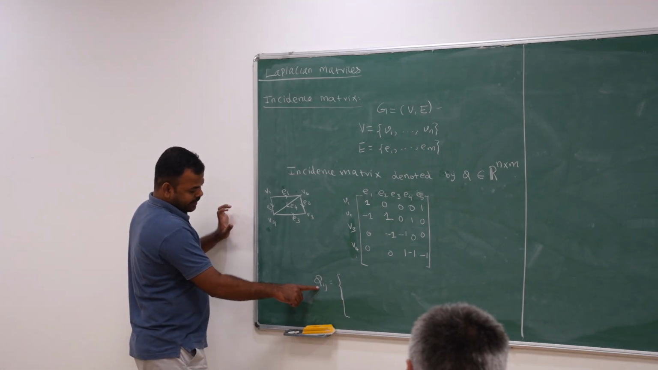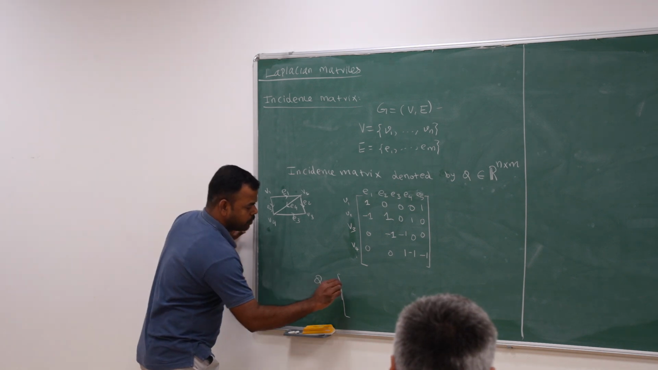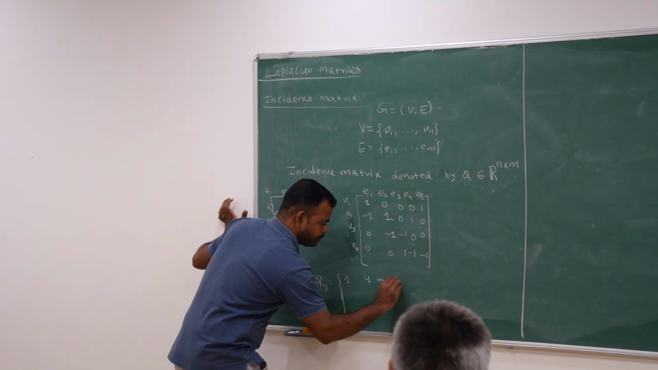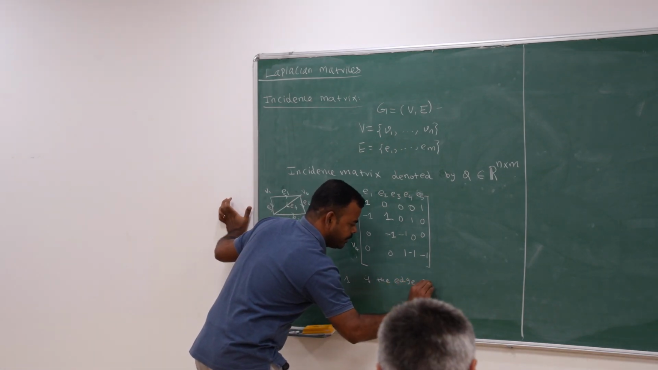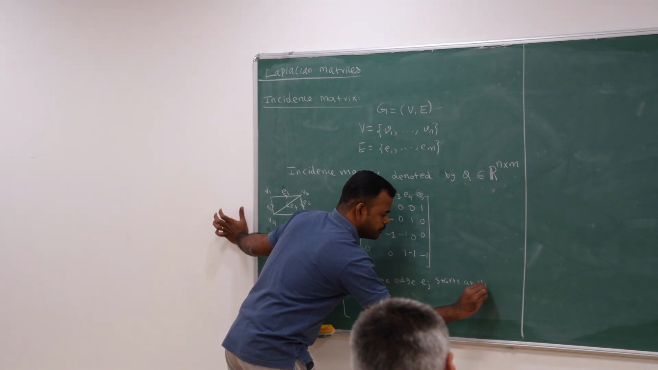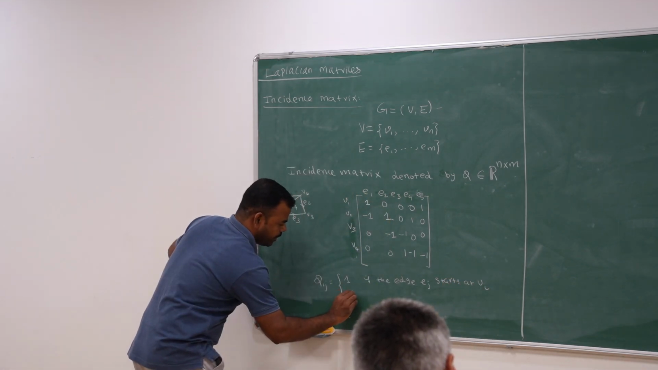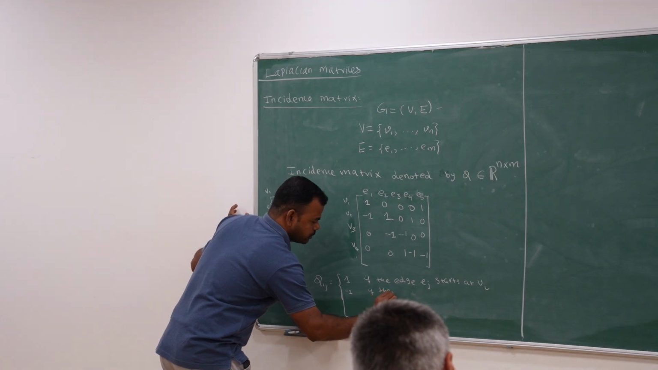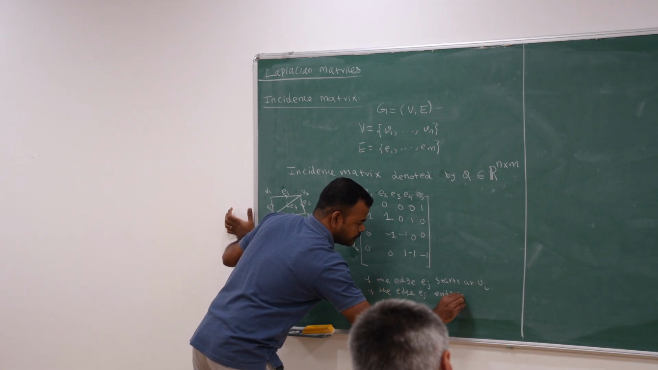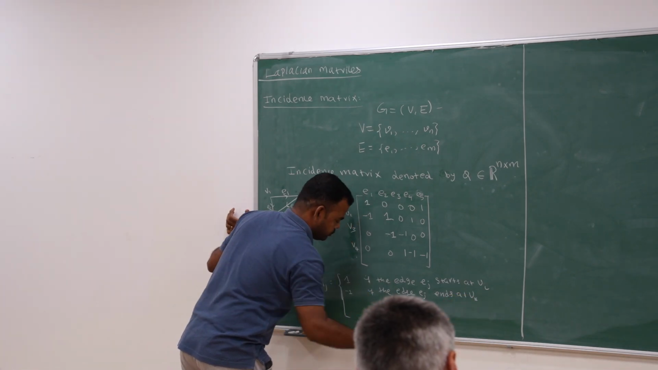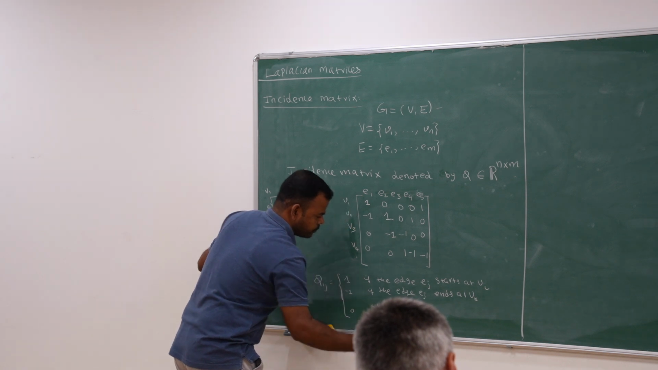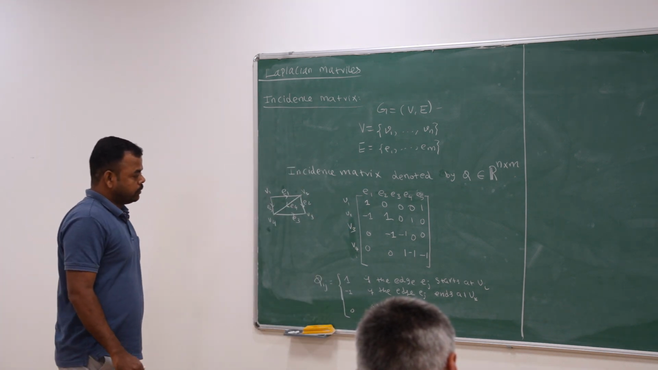So how to write this? The ijth entry of the matrix Q is equal to 1 if the edge Ej starts at the vertex Vi. It is -1 if the edge Ej ends or terminates at Vi, and 0 otherwise.